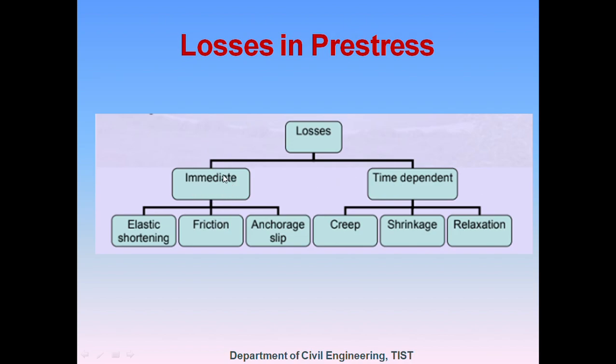The immediate losses occur during the prestressing of the tendon and the transfer of the prestress to the concrete. The time-dependent losses occur during the service life of the prestressed member. The losses due to the elastic shortening of the member, friction at the tendon-concrete interface, and the slip of the anchorage are the immediate losses. The losses due to the creep and shrinkage of the concrete and the relaxation of the steel are the time-dependent losses.